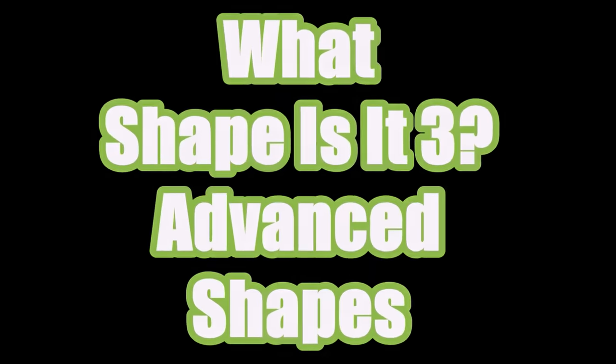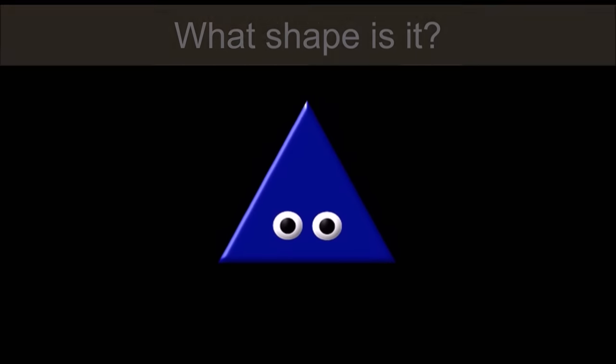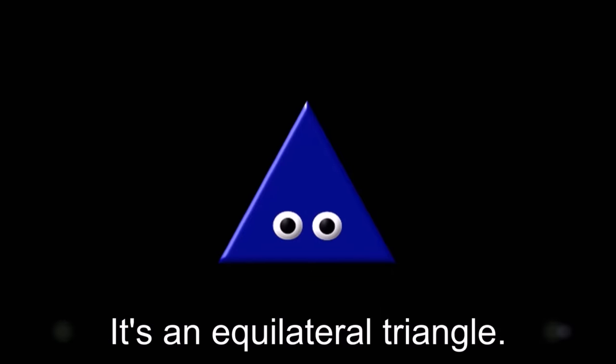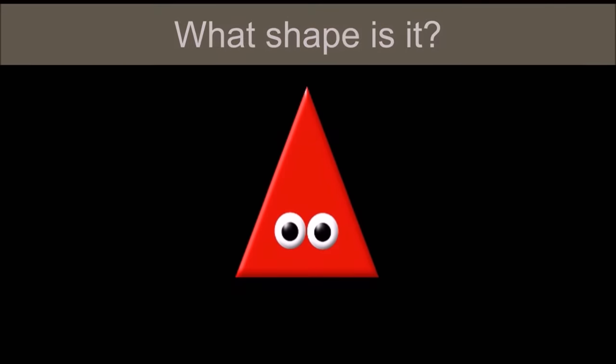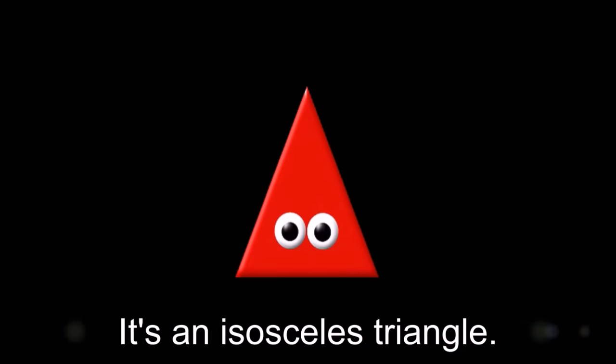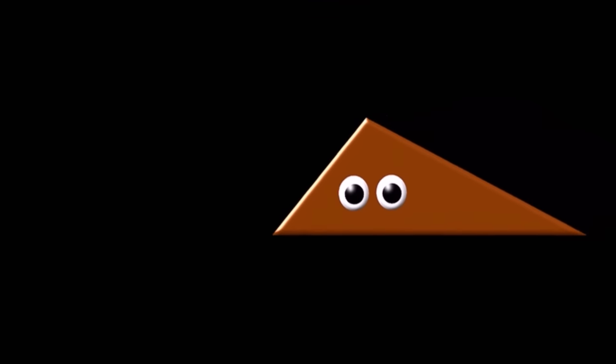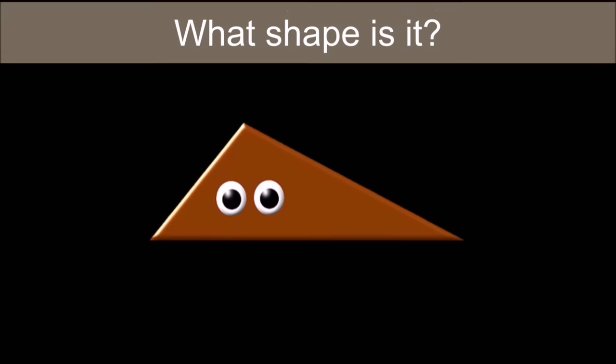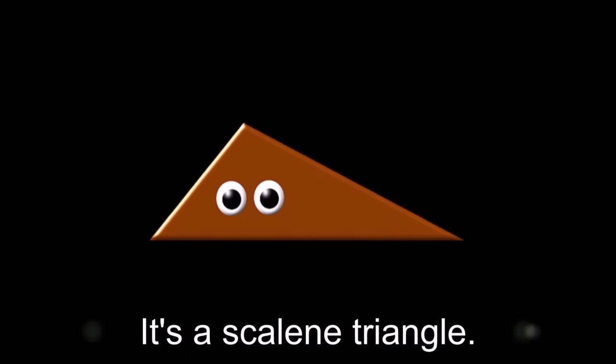What shape is it? 3. Advanced shapes. What shape is it? It's an equilateral triangle. What shape is it? It's an isosceles triangle. What shape is it? It's a scalene triangle.